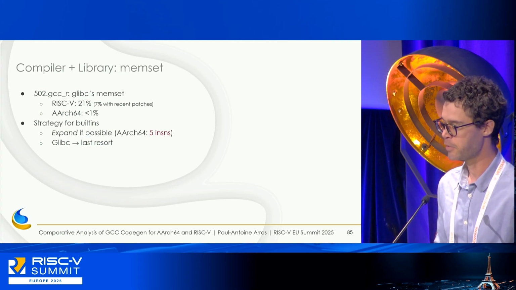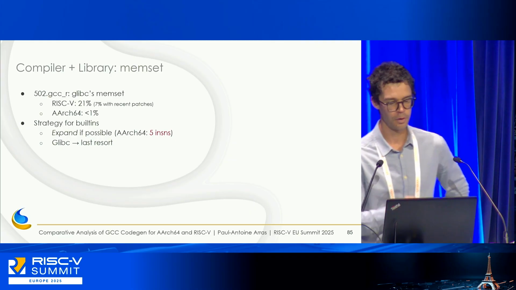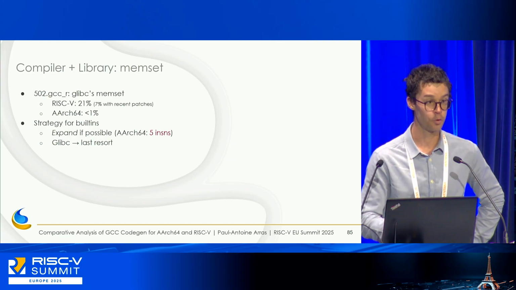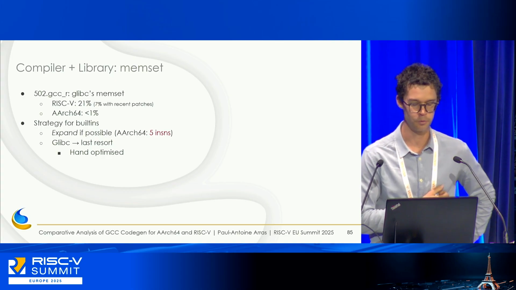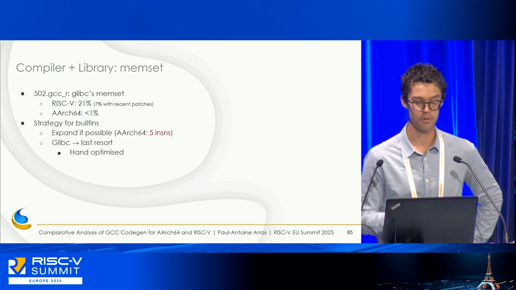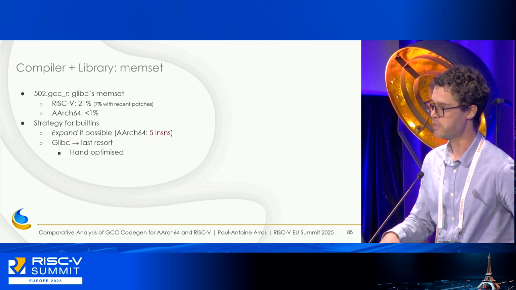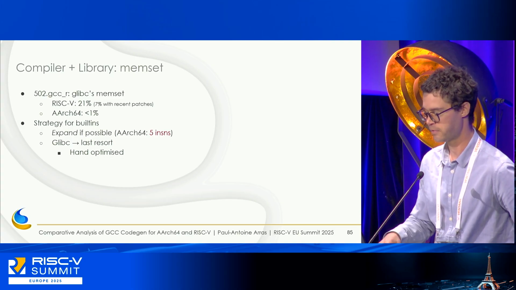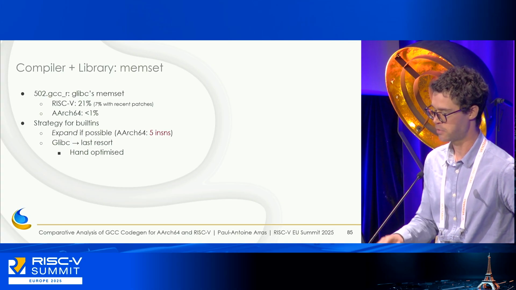And actually, we need to understand what's the strategy that GCC uses to produce code for built-in functions, because memset is one of those functions that are well known to the compiler. So the first possibility, the best usually, is for GCC to expand directly the built-in without having to call an external library. ARM does that most of the time, and the result is pretty simple, like 5 instructions.